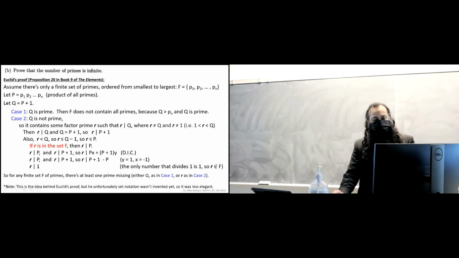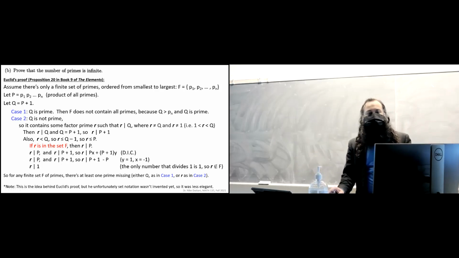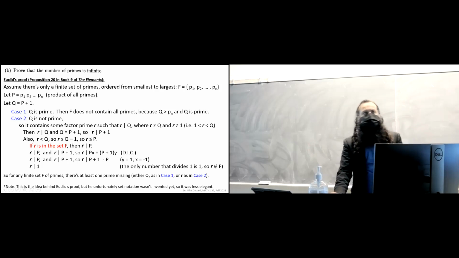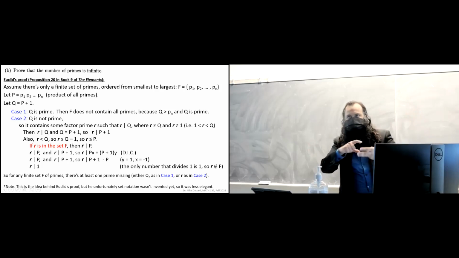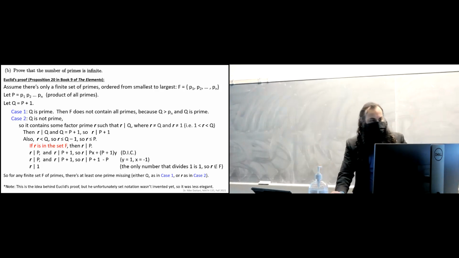All right, small note at the end. This is the idea behind Euclid's proof, but unfortunately, set notation wasn't invented yet. His proof was much less elegant, probably took way more pages. This is a much more elegant proof. He didn't have any way to mathematically denote an arbitrary finite set of prime numbers, so he wasn't able to do this, which we're able to do in just one line. He started with just 3 primes in his set, and then he kept adding more primes. So this isn't exactly Euclid's proof, but it's the idea behind it. Put in modern notation, it fits onto one slide.